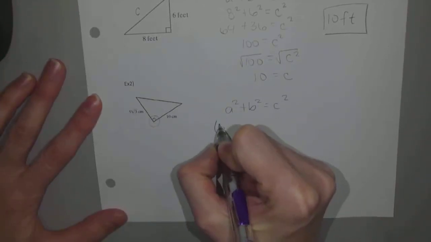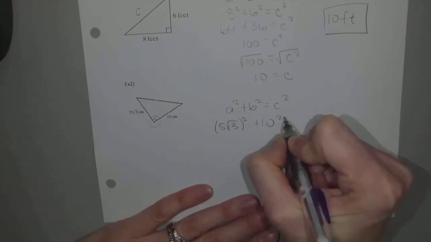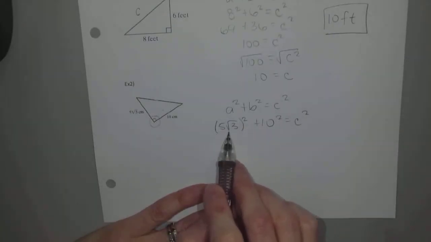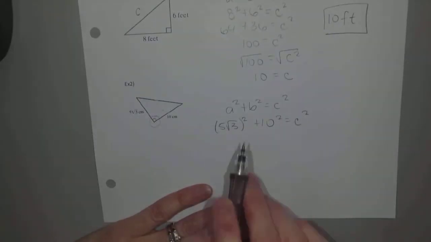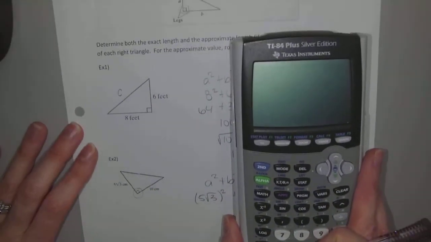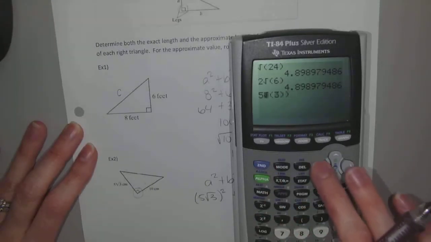So we have 5 root 3 squared, all of it. That's why I put it into parentheses, because if you don't put parentheses around it, you're just squaring the root part, okay? Plus 10 squared equals C squared. So this is what's interesting. If you remember to write it like that, you can actually put it in your calculator exactly like that, and it'll give you the correct answer, okay? So we'll type 5 square root of 3, and then we'll put parentheses around it. I forgot to put parentheses around it.